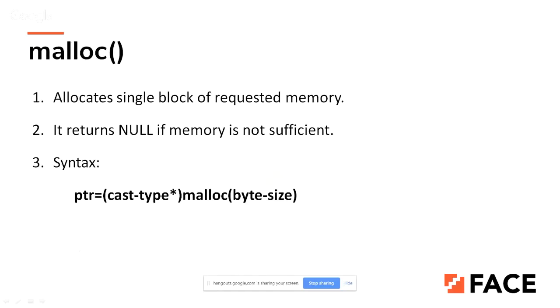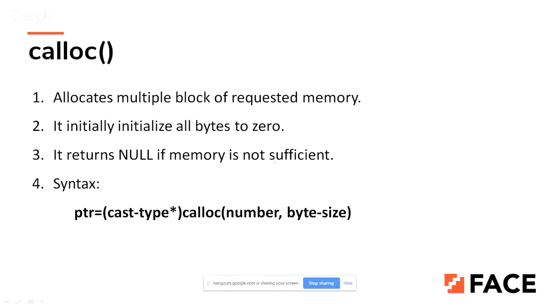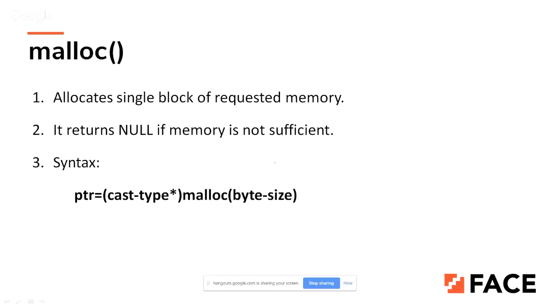So let me explain what I mean by malloc. malloc is a function which will allocate the memory as a single block. The syntax for malloc is ptr = (cast type *) malloc(byte size). Here the malloc function will allocate the memory as a single continuous block, whereas calloc will allocate the memory as multiple blocks. That is the difference between the malloc function and the calloc function. malloc will allocate a single block of requested memory.